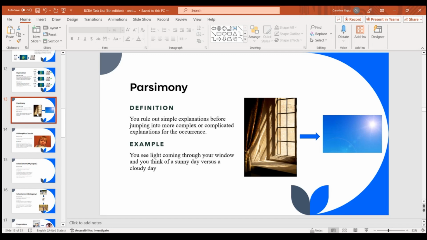Yes and no. Because parsimony is going to the simplest. It's like you see light coming in through your window and you think of a sunny day versus an alien ship coming towards you. That would be a better example. Or I was thinking a sunny day versus headlights, let's say, from a car.